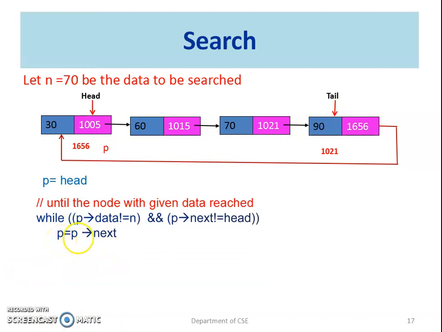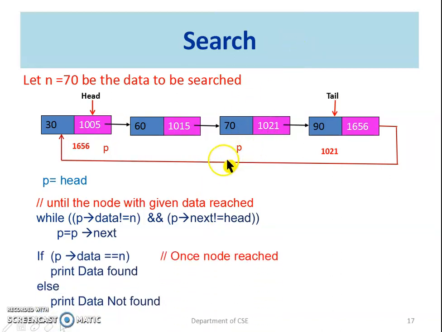This is where the procedure differs. Here P.next is checked for whether it is pointing to head or not to identify the end of the list, instead of P.next being checked for null in the singly linked list. Hence, when the data is found or the last node is reached, the traversal stops and the data found condition is checked. If true, then print data found, else print data not found. Hence the search is done.